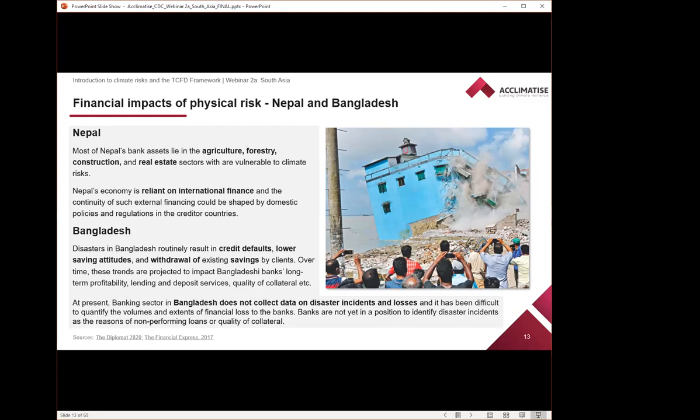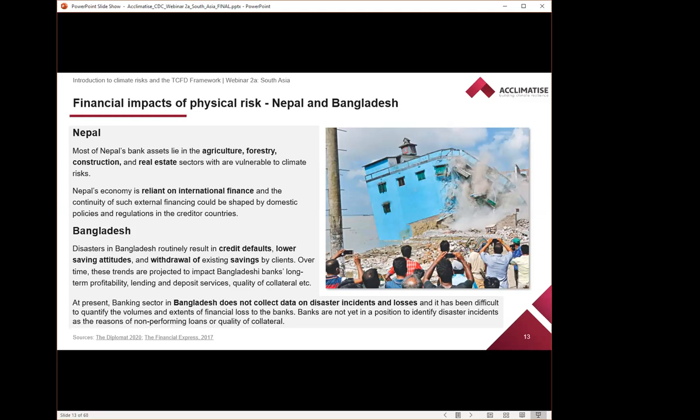In Bangladesh, it's interesting to note that there are reports that say that despite being so disaster prone, the country does not collect data on disaster incidents and losses for the financial sector. And this is clearly a gap. There was one study that noted that disasters routinely result in credit defaults, lower saving attitudes, withdrawal of existing savings by clients. And much of this, like I mentioned earlier, is already tied to how vulnerable some of the borrowers are, retail investors, small business owners. And over time, these trends are projected to impact Bangladeshi banks' long-term profitability, lending, and deposit services, but also the quality of their collateral.